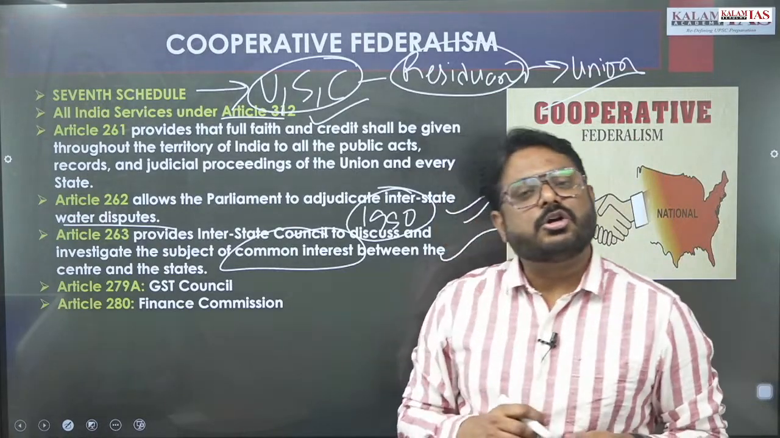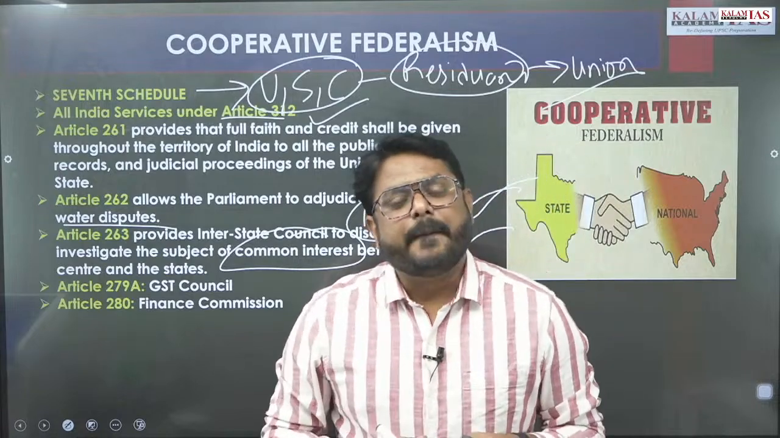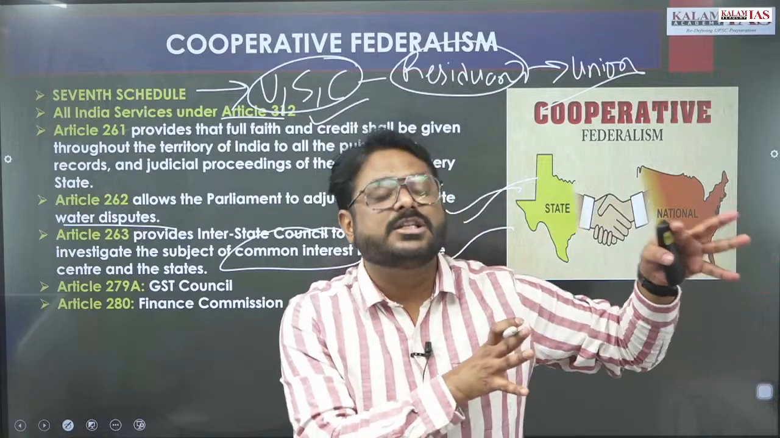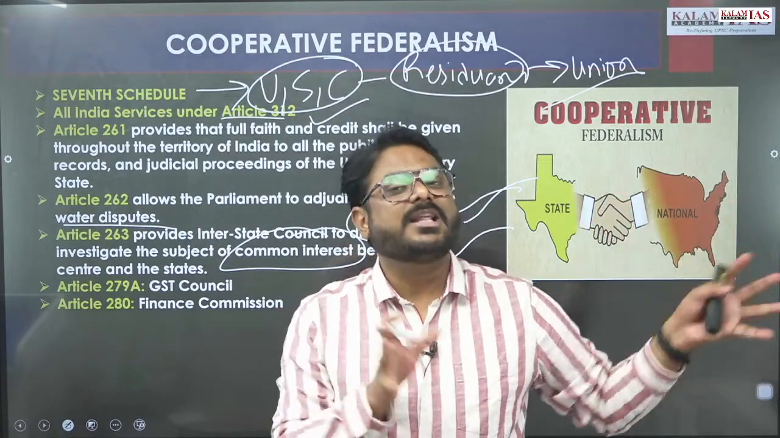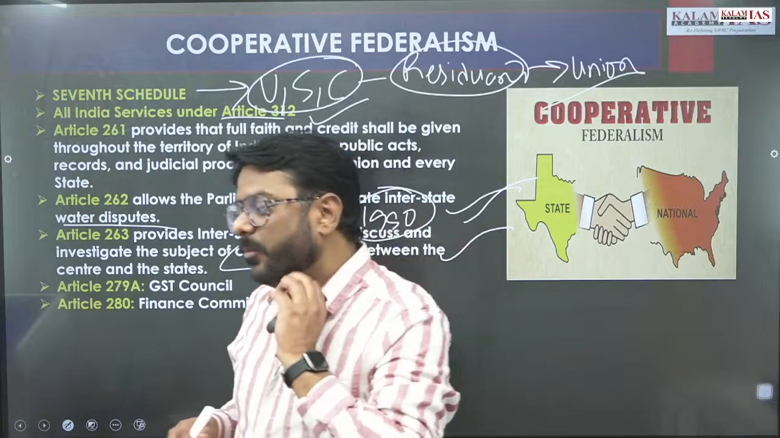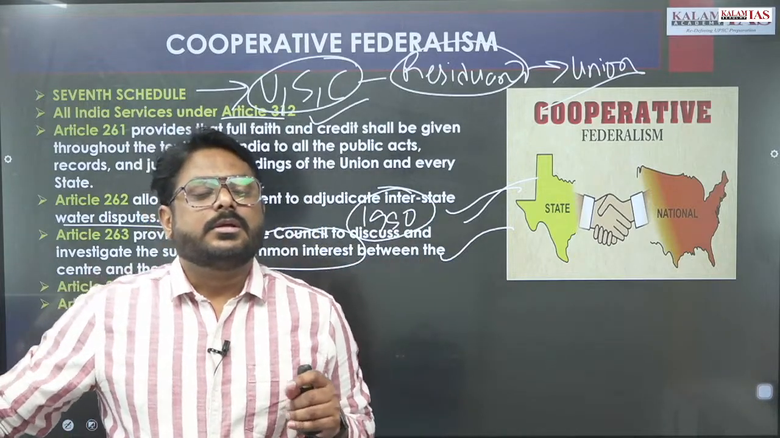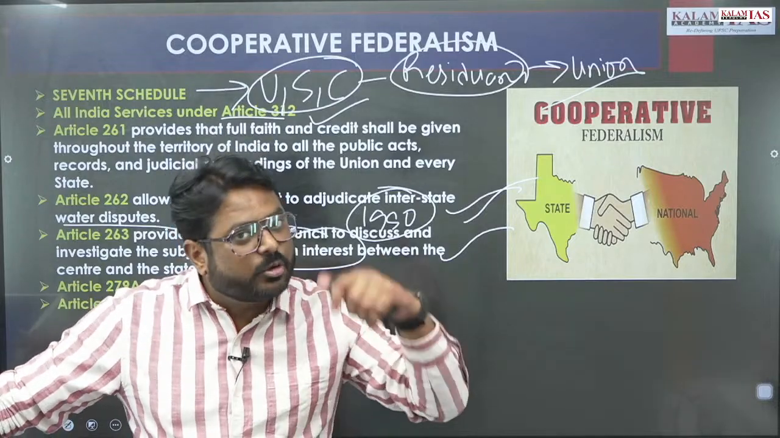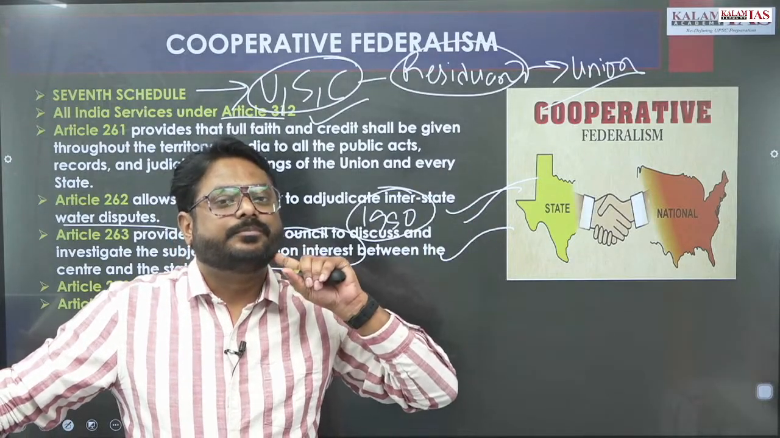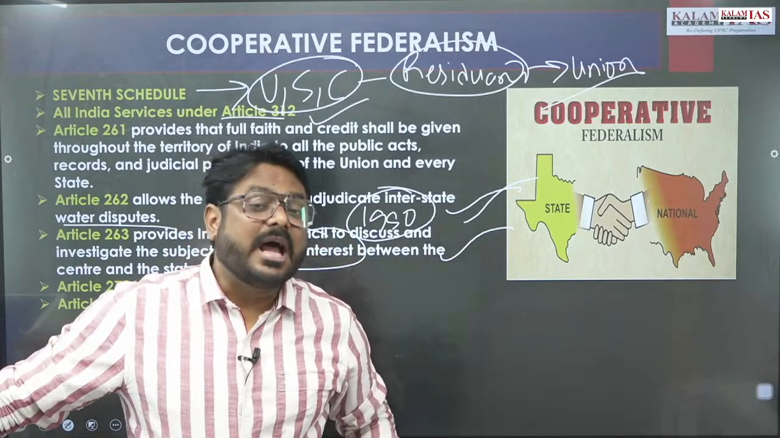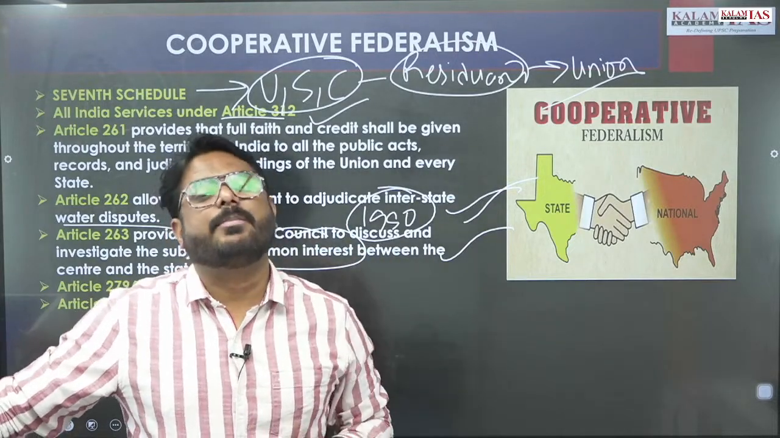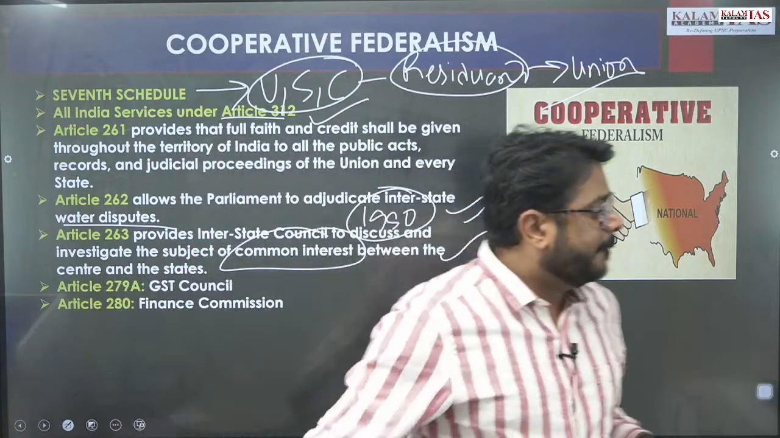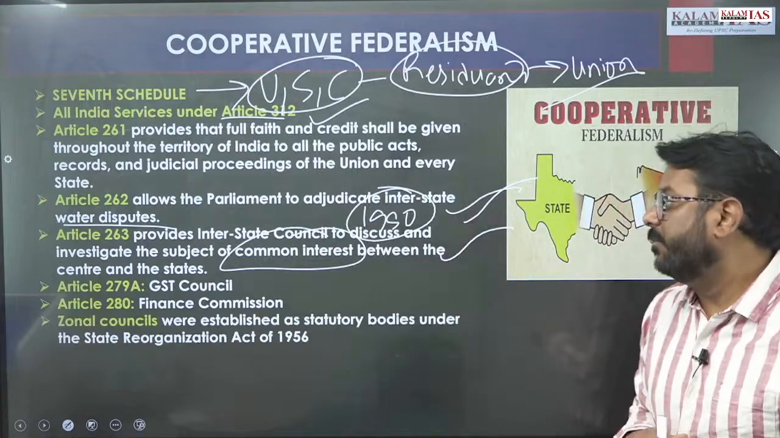Article 280 of the Constitution talks about the Finance Commission. The Finance Commission gives recommendations. Right now the 16th Finance Commission is coming up. The 15th Finance Commission gave the recommendation that 41% of the consolidated fund of India should be allocated to the states, 1% should be allocated to J&K and Ladakh, and the rest 58% should be kept by the center, right? So such kinds of provisions are also important for cooperative federalism.